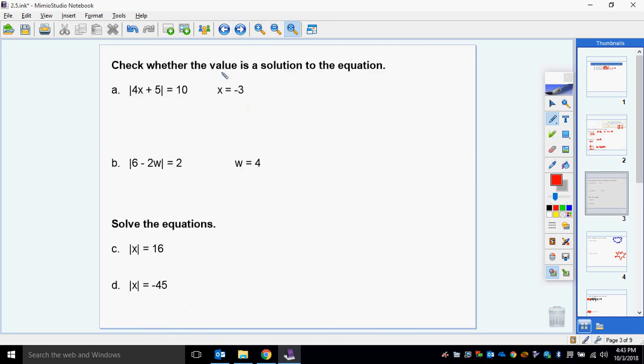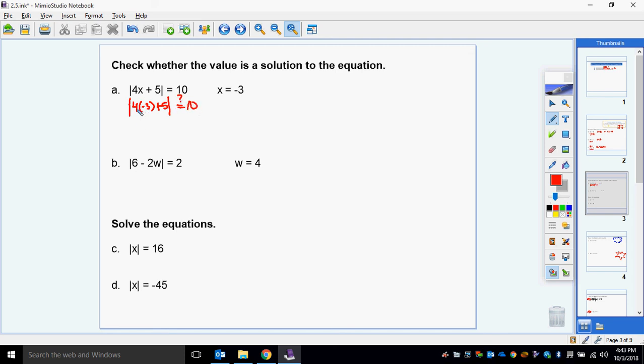Okay, checking whether a value is a solution to the equation. So it says the absolute value of 4x plus 5 equals 10. And let's see if x equals -3 is a solution. We need to check and see if it works. So we're plugging in -3 for x and seeing, is it equal to 10?